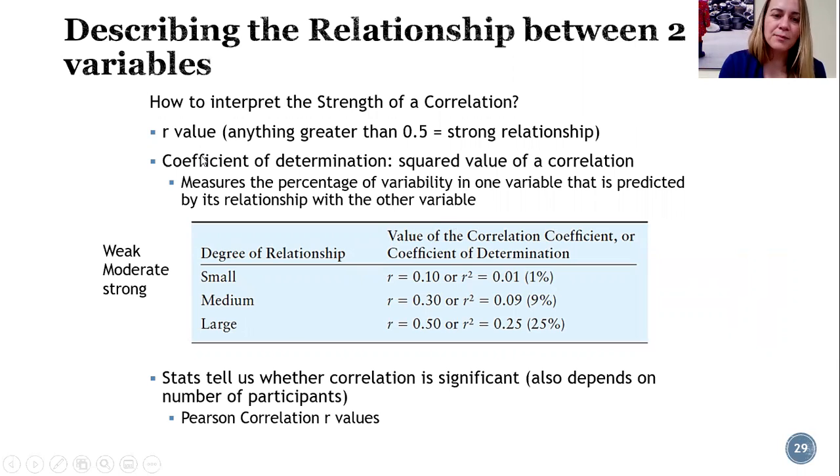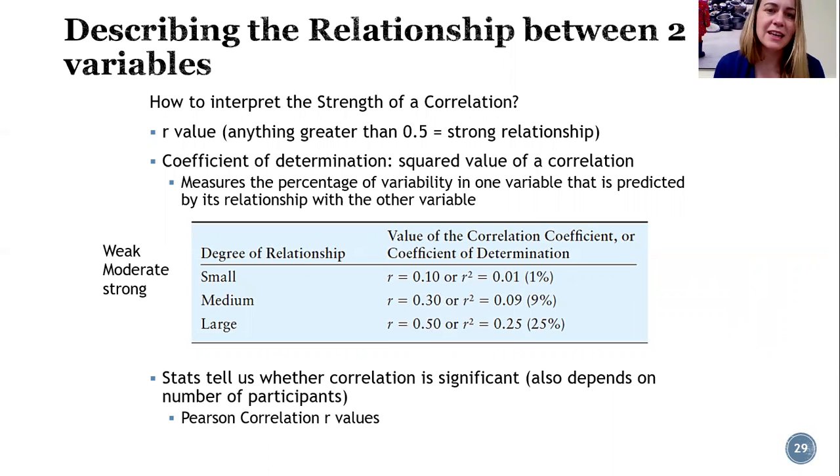And in fact, if you square that R value, so you go 0.5 squared, this would give you another term. It's called the coefficient of determination. And this tells us how much of the variance in one variable can be explained by variance in the other variable. So if we've got a strong correlation of, let's say, 0.5, our R squared value would be 0.25, and that means 25% of the variance in one variable can be explained by that other variable.